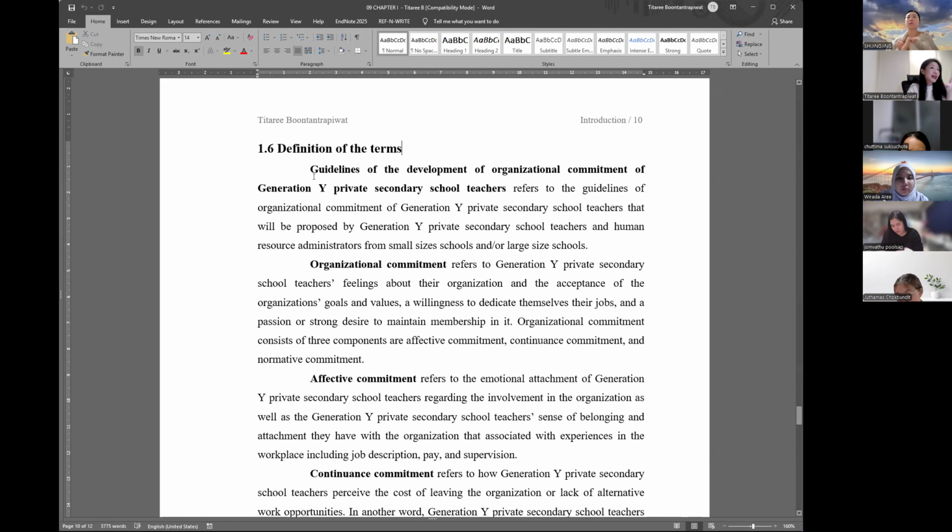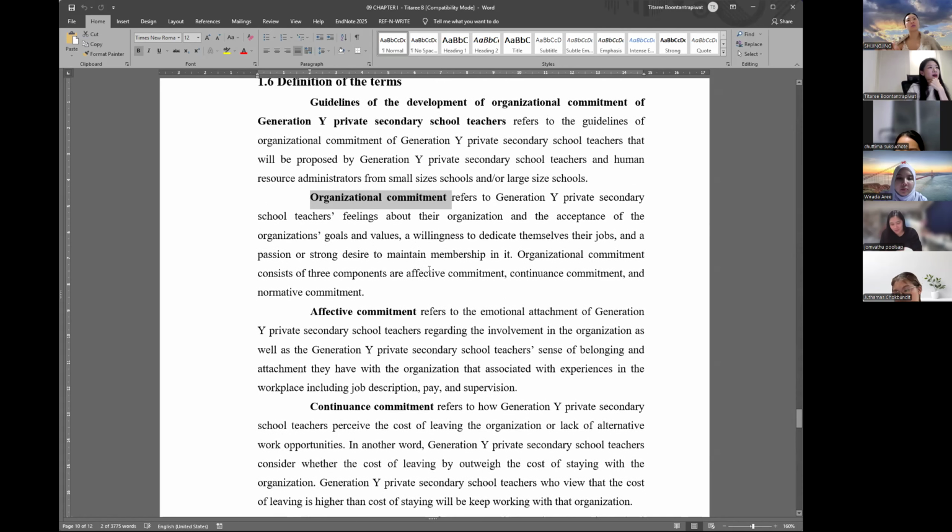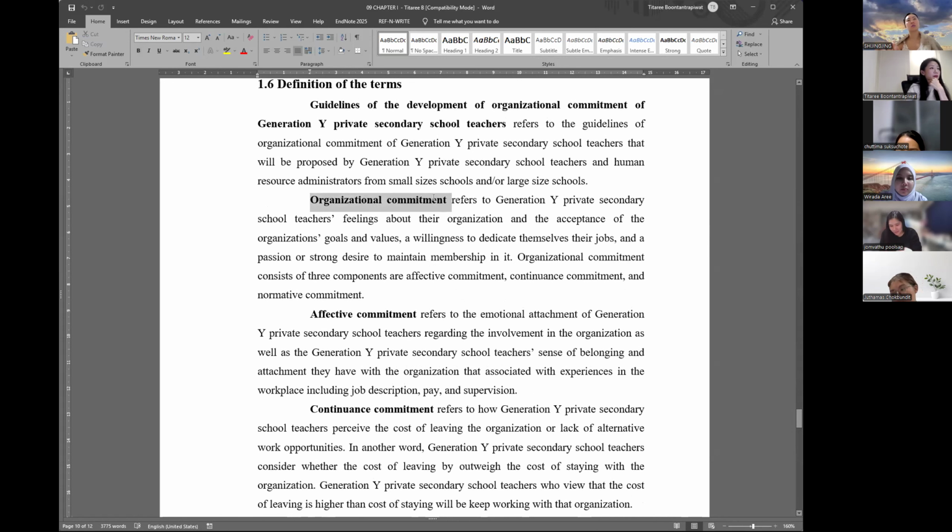Either one. So here, what you're going to do is provide your key terms, the keywords related to your research, your topic, and then you provide definitions. So first, the definitions here. Let's say I use the word organizational commitment. And the red text would be the definition.